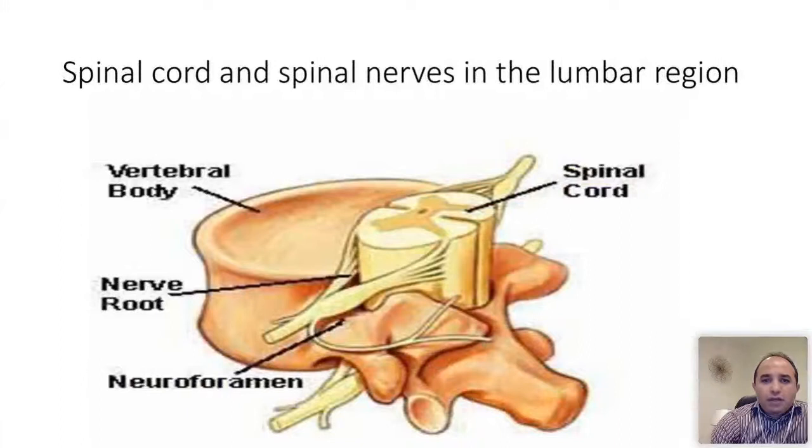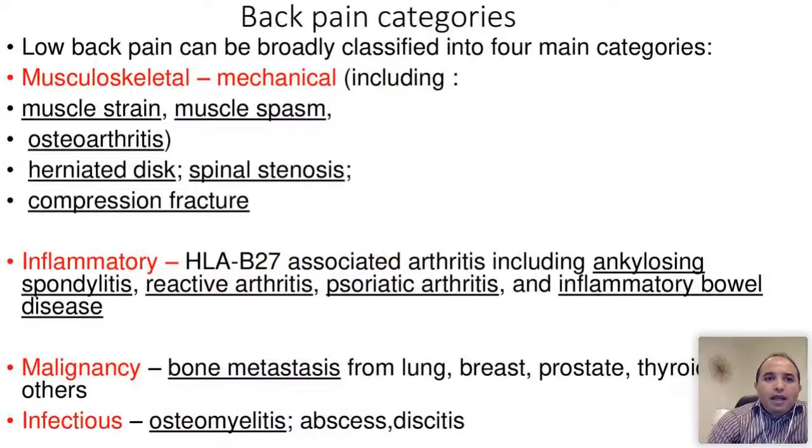دي برضو صورة توضيحية للانترفيرتبرال ديسك. هنا الباك بين categories: musculoskeletal mechanical including muscle strain, muscle spasm and osteoarthritis, disc herniation, compression fracture. في inflammatory, the most common like ankylosing spondylitis. It's very common in some countries. Malignancy like bone metastasis، usually بيجي الأورام في الفقرات بتيجي من أماكن زي اللنج، زي من الرئة، من البريست في السيدات، من البروستات في الرجال. Infection which is common to happen مع الأوستيومايلايتس like abscess or discitis.